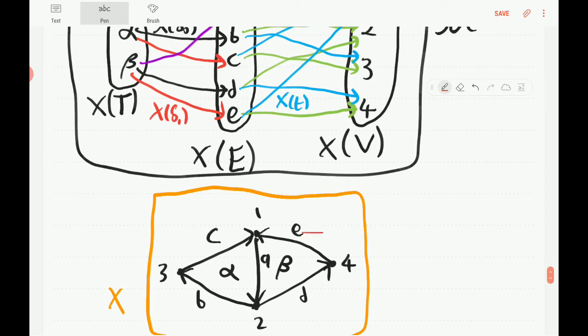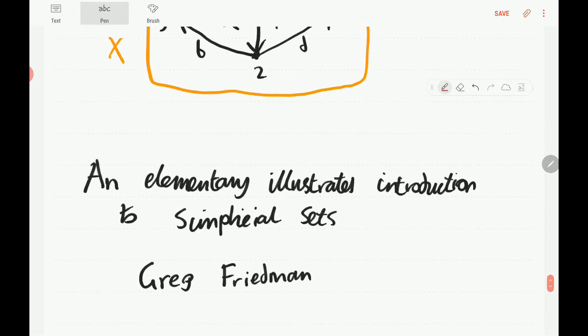Now, this is actually an example of a more general kind of concept called simplicial sets. And if you're interested in this, for example, if you want to generalize this idea to tetrahedra or high dimensional simplexes made out of those things glued together, I highly, highly recommend this document, An Elementary Illustrated Introduction to Simplicial Sets by Greg Friedman. You can find this on Google. It's like the first thing that comes up, at least for me, when I type in Introduction to Simplicial Sets. And yeah, it's very well written.